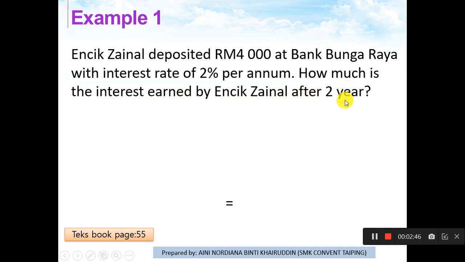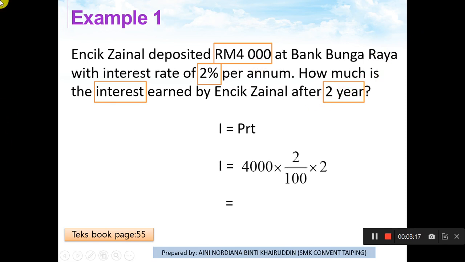To calculate the interest, we use the formula I equals PRT. The principal is 4,000, this is P. This is R, 2%. And this is time, 2 years. Then substitute all the values of P, R, and time. 2% means 2 over 100. So the answer will be 160. This is the interest earned by Encik Zainal after 2 years.